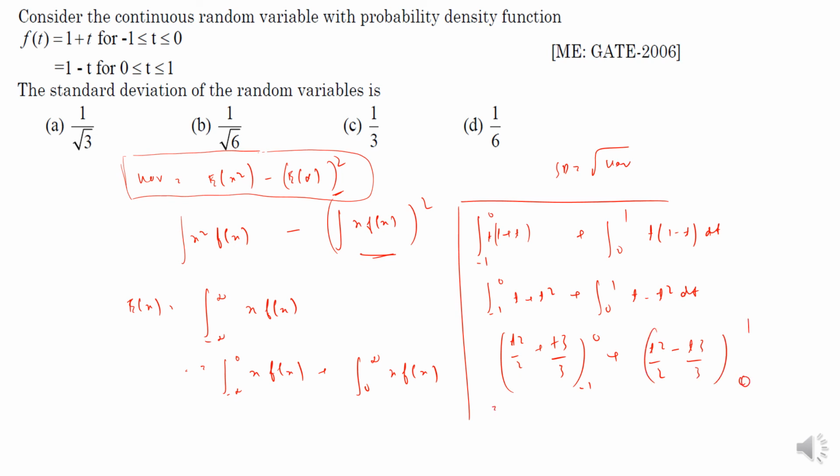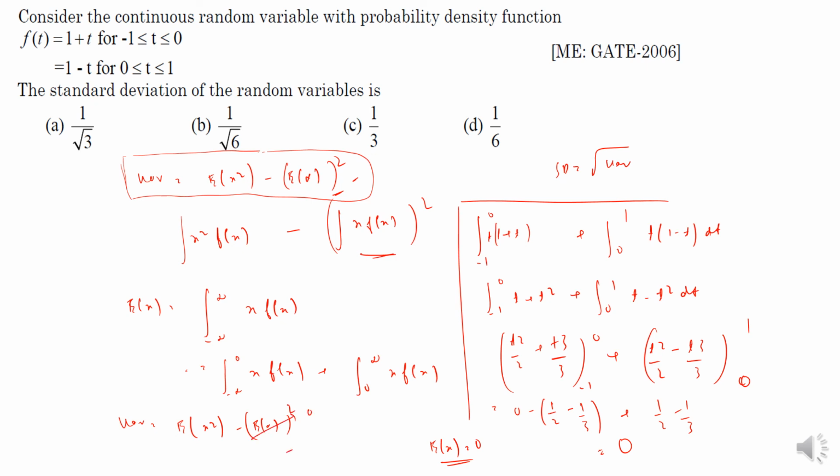Now this is 0 minus of 1 by 2 minus 1 by 3, plus 1 by 2 minus 1 by 3. Now if you see, it is 0. So this part, the expectation, is 0. So the variance is equal to E of x square minus E of x whole square. This part is 0.